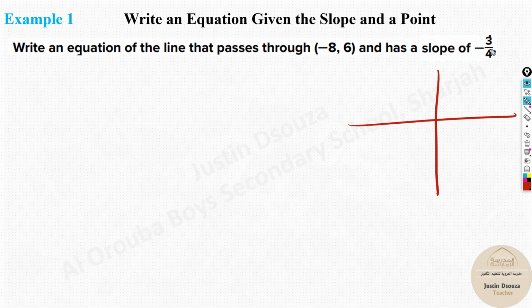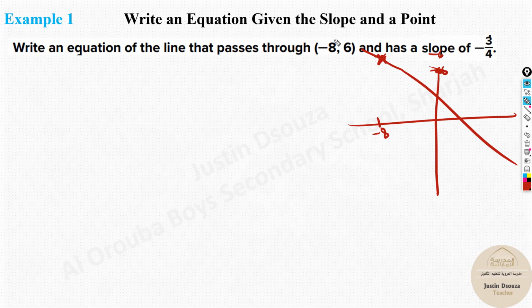Since the slope is negative 3 by 4, I'll draw a line which goes downwards. I have no clue where the points are, so this is wrong, I believe. But now we have the point (-8, 6) somewhere over here. Imagine this was negative 8 and this is 6. We have a point over here. So this point exists on this line.